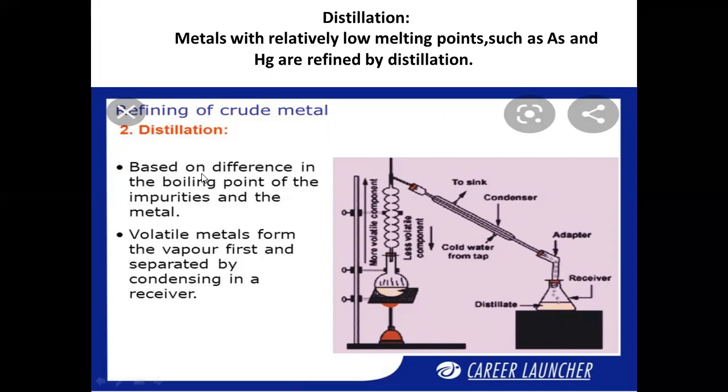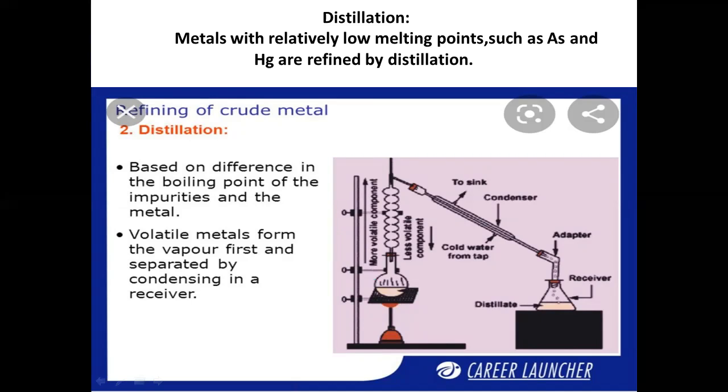Volatile metals form the vapor first and are separated by condensing in air. So definitely that metal which is volatile, or which can easily be converted at low temperature from the liquid state into the gaseous state, we convert into the gaseous state and then after condensation we collect it in the receiver flask. But those substances which have a high boiling point will be left behind in this round bottom flask. So this is all about the metallurgical operations, or extraction of metals from their ore.